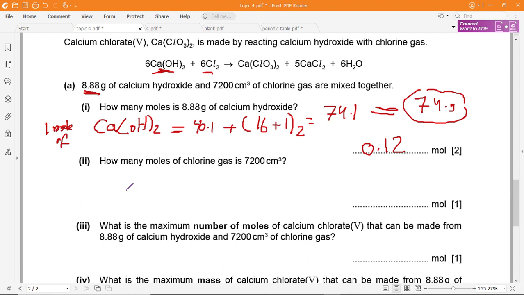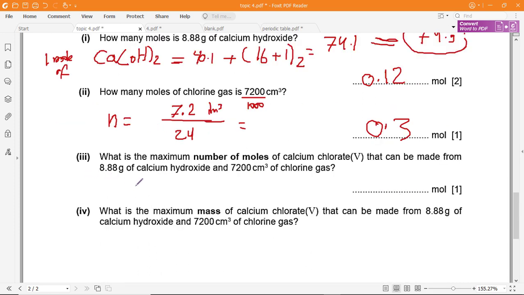So we need the number of moles, n, equals the given volume, which is, take care, guys, this is 7200. So I said we should change it to decimeter cube. So it's going to be 7.2 decimeter cube, divided by 24. You can do it in the calculator, guys. So it's 7.2 divided by 24, so it's 0.3 moles.